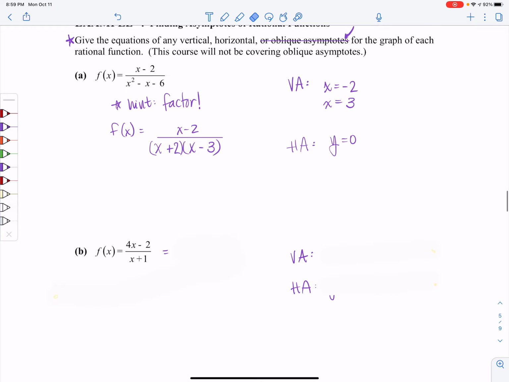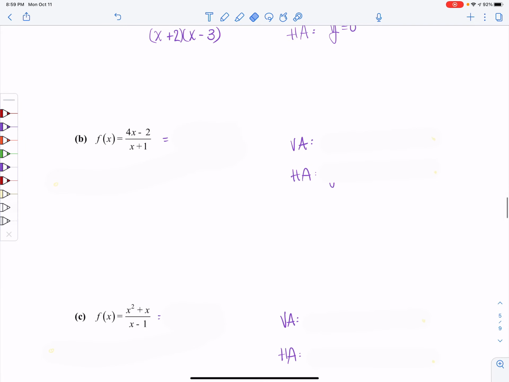All right, next example. So once again, let's factor as much as we can. The only thing I can do is pull out a GCF of 2. Still, nothing can cancel, but that's okay. My vertical asymptote, whatever makes the bottom 0, so this is going to be x equals -1.